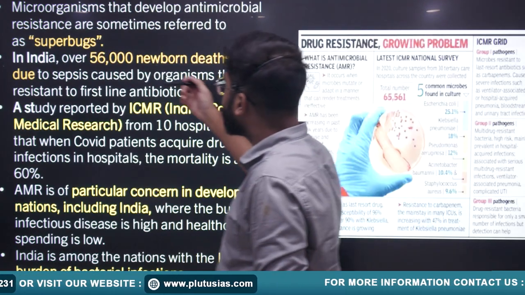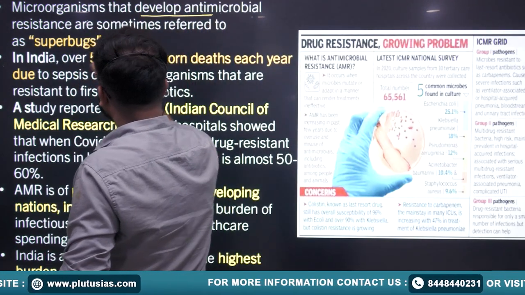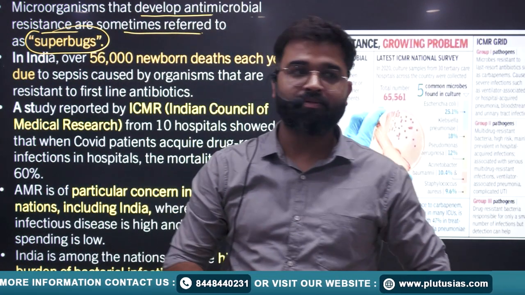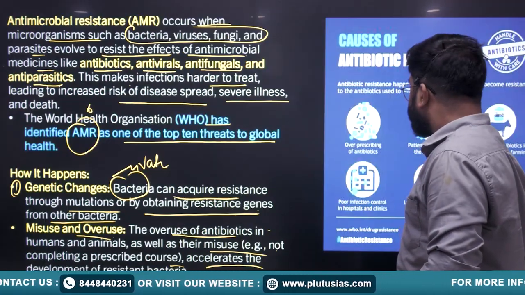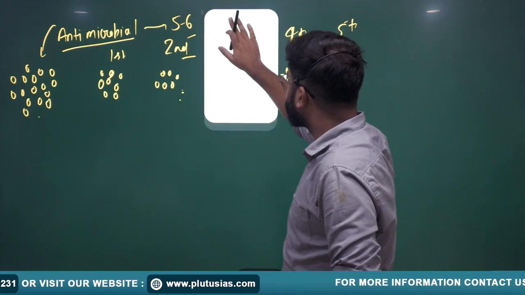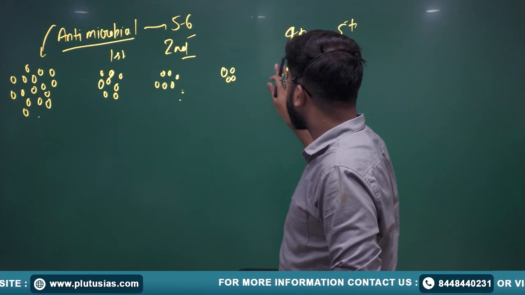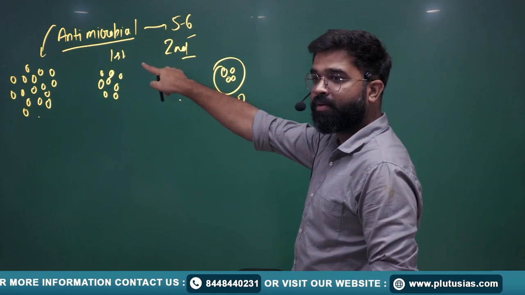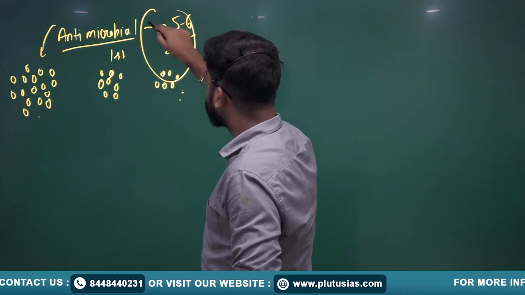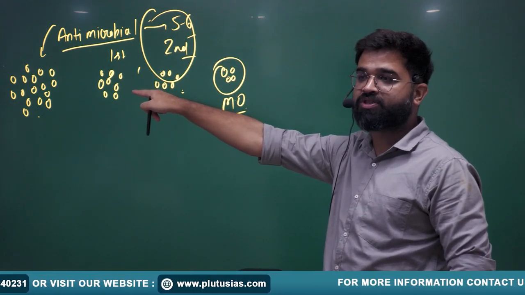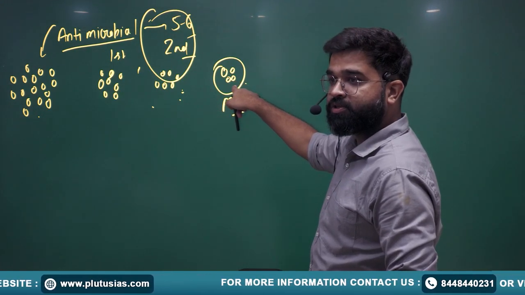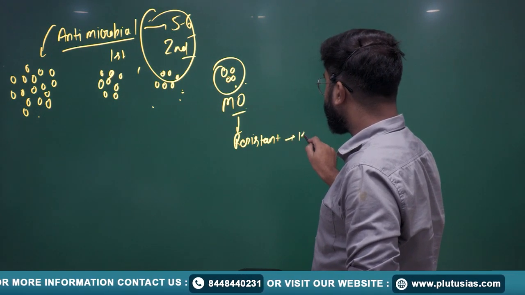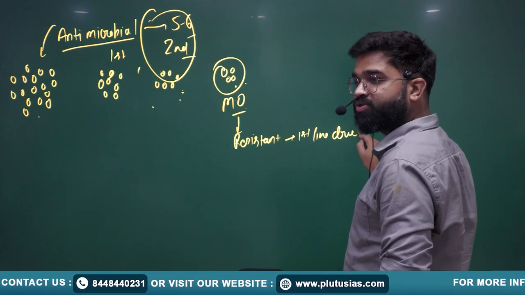Microorganism, ये कुछ data है. Microorganisms that develop antimicrobial resistance are sometimes referred to as superbugs. Now, what is a superbug? Again, these organisms, these bacteria or these microorganisms which have already developed a resistance against the drugs that you were using during your first infection, now this particular microorganism is resistant against the first line drug. Yes or no?